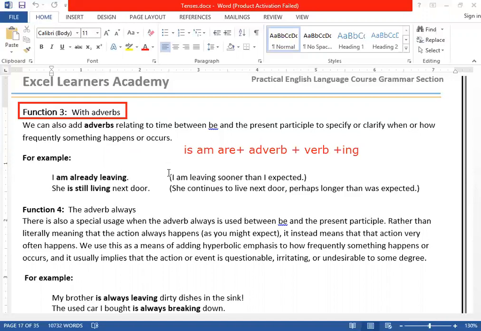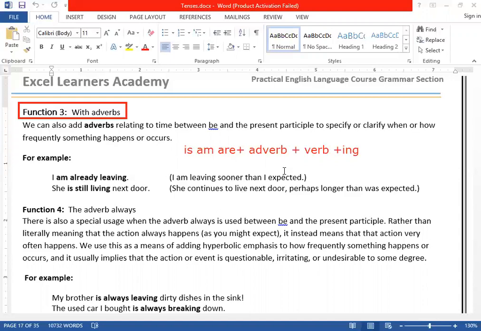I'm already leaving. Can you people see here? I'm already leaving. So what do we have? Already. It's an adverb. And we have put am and leaving on either side of it. So it means I'm leaving sooner than I expected. Clear? Like you were expected to leave at 4 o'clock, but you leave before that, before 4 o'clock, clear? It gives specific meaning of when you are leaving.